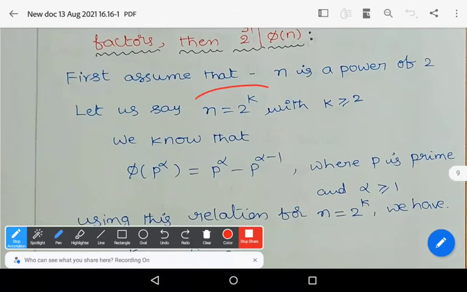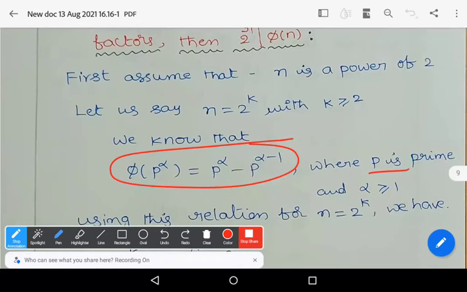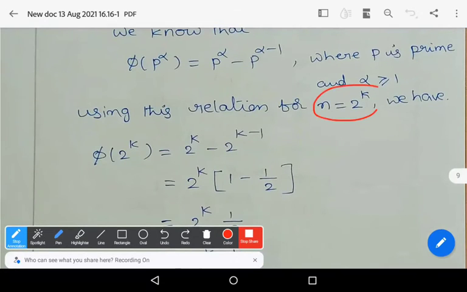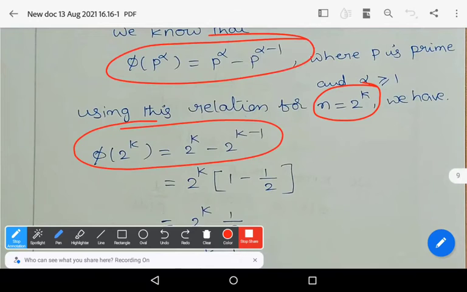So take n equal to 2 power k and k greater than or equal to 2. We know that by using the first property, φ of p power alpha is equal to p power alpha minus p power alpha minus 1, where p is a prime number and alpha greater than or equal to 1. Using this relation for n equal to 2 power k, what happens? φ of 2 power k is equal to 2 power k minus 2 power k minus 1.